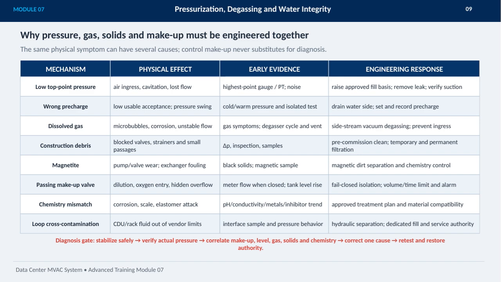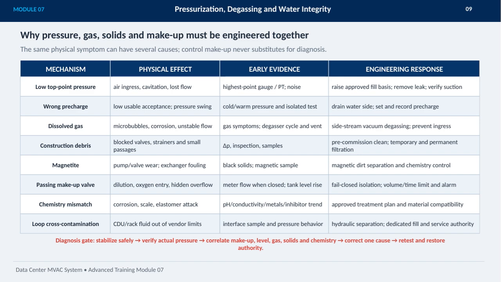Each has specific diagnostic signs and targeted responses, like filtration, magnetic separation, and fail-closed isolation valves. Chemistry mismatches result in corrosion or elastomer damage, monitored through pH and conductivity trends and controlled with appropriate treatment plans. Loop cross-contamination is identified by fluid analysis and pressure behavior, requiring hydraulic separation and dedicated service authority.